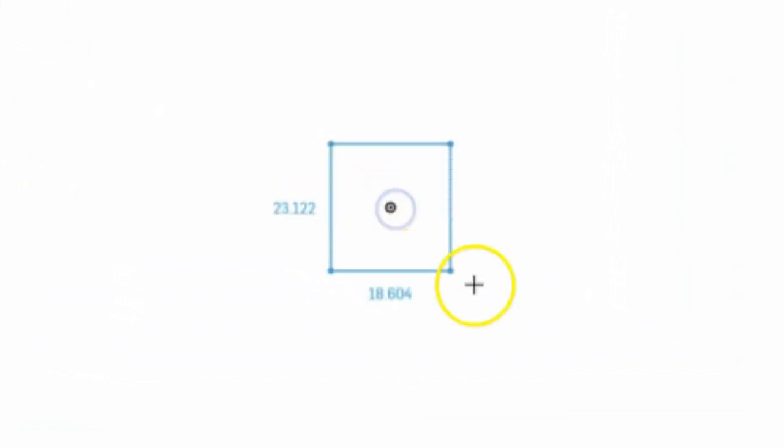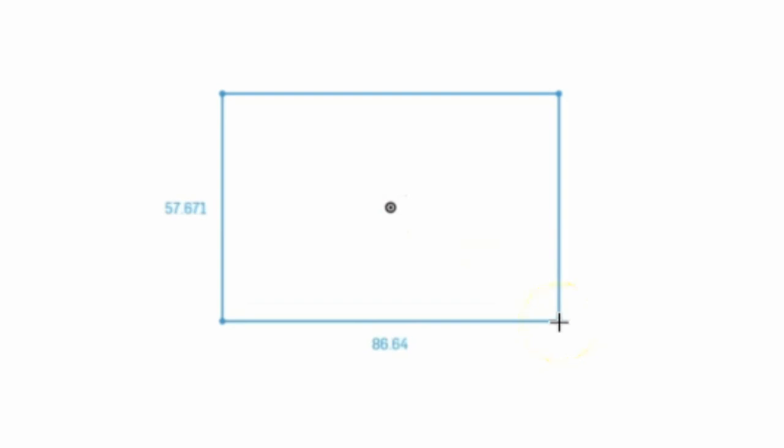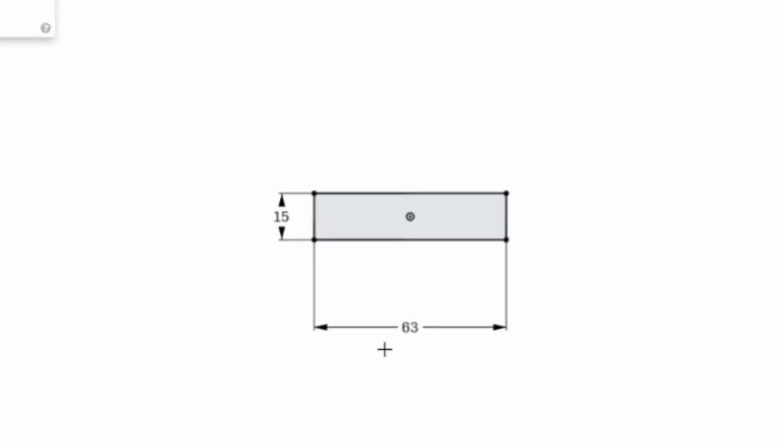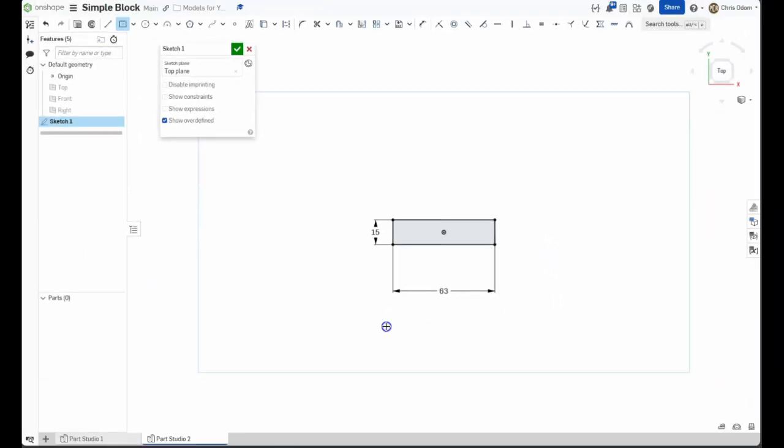Now I can use my mouse to click on the origin and then drag out some arbitrary amount. I see there's a little box around the length dimension, so I'll simply type 63 and press enter to set that dimension. The focus now moves to the width dimension, so I'll type 15 and press enter to lock in that dimension.